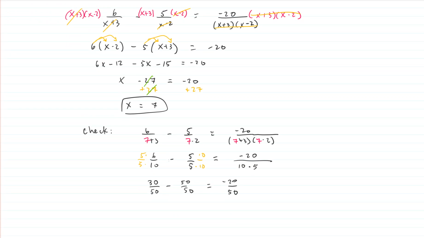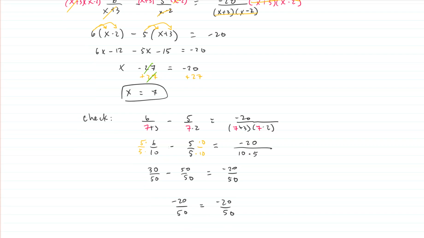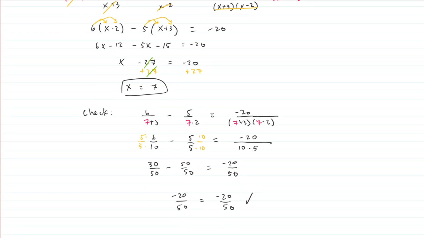One more step. We can combine the numerators because the denominators are the same on the left. So 30 minus 50 is negative 20 over 50, which is what we have. Negative 20 over 50 equals negative 20 over 50. So we verified that x equals 7 is in fact a solution. So that's how you would solve a rational equation.